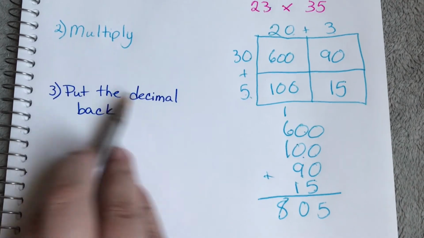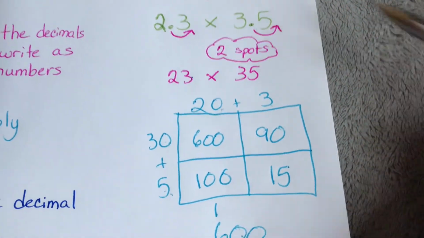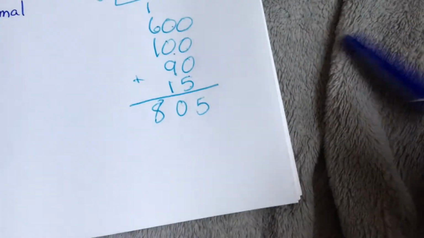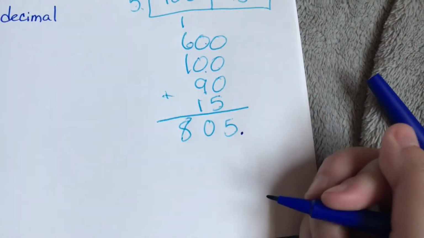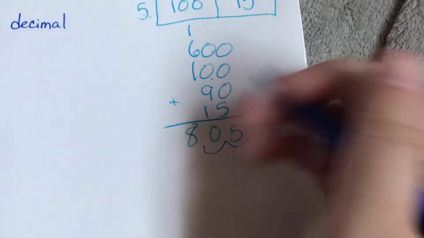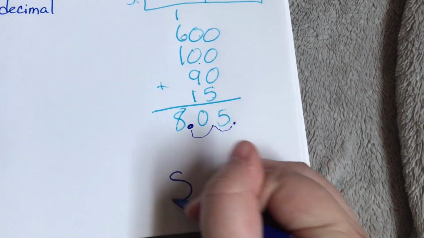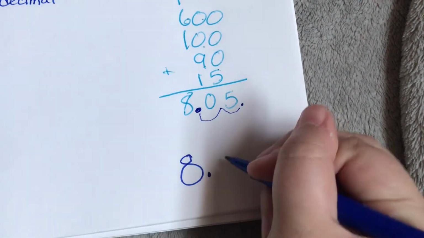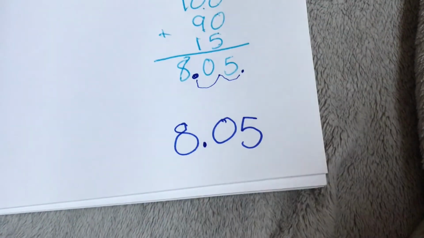But remember, there's a third step. Third step is to put the decimal back. So up here we moved it 2 spots to the right. So we're actually going to move our decimal 2 spots to the left. So our decimal currently is right here at the end of the number. So we're going to move it 1, 2 spots and put it between the 8 and the 0. So our new answer, and the correct answer to this problem, is 8 5/100.